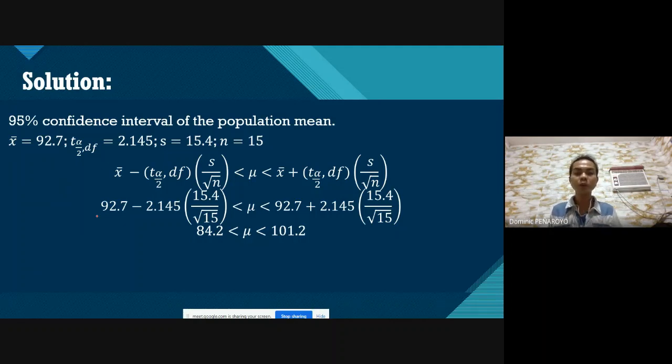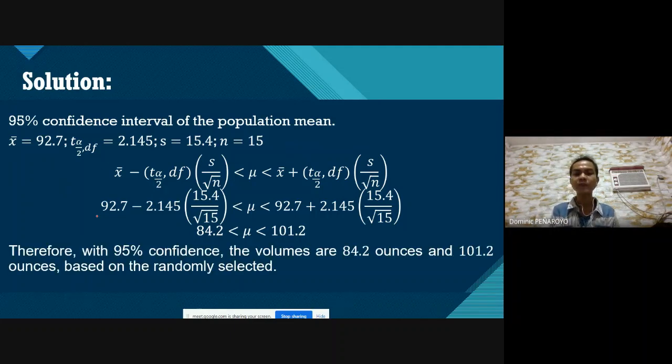So for the lower limit, we have 84.2, and for the upper limit, you just need to replace subtraction by addition. So you will have 101.2290839. Again, applying the rounding rule, that's 101.2. Since you are presented with raw data, you need to add one more decimal place to the original data, and our original data in our example is a whole number. Therefore, our final answer should be rounded off to the nearest tenths. So, with 95% confidence, the volumes are between 84.2 ounces and 101.2 ounces based on the randomly selected sample.